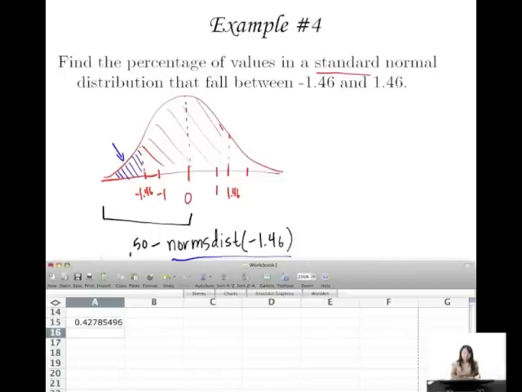And then I want to take that area and multiply it by 2 because I want the other side too, and it's perfectly symmetrical, so I don't have to do any work. Just have to multiply by 2. And I get 0.8557, right? So a little bit close to like 86%, and that makes sense. It's more than 68%. It's less than 95%, right? So 86%.